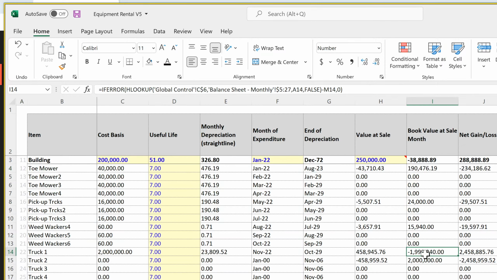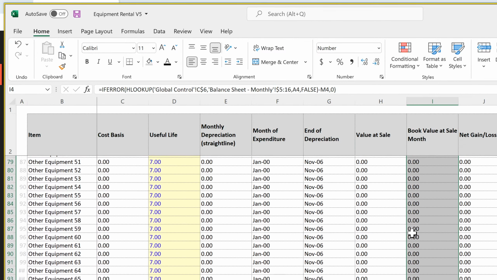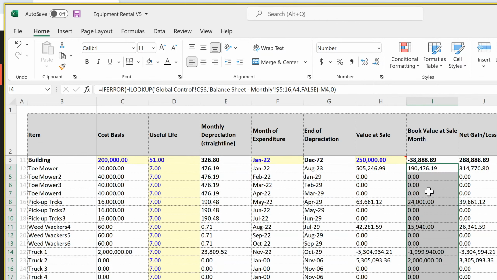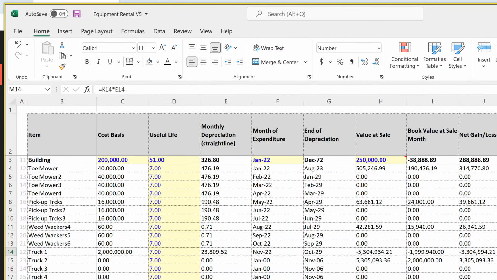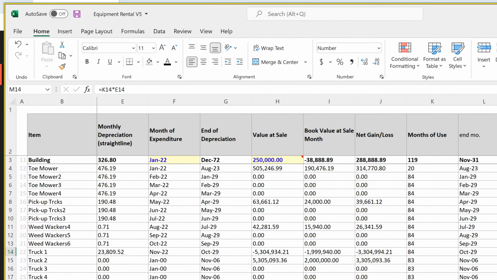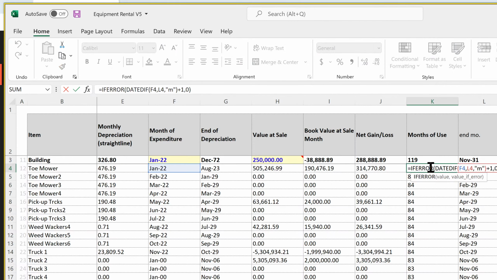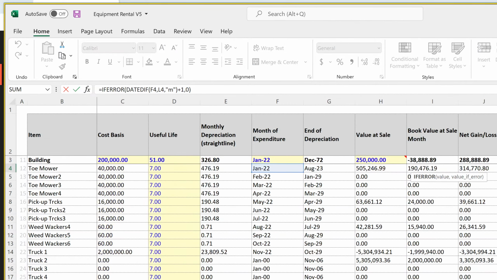Okay, and then drag this down. Five to 26 minus M. What's happening in M? Oh, accumulated depreciation. Months of use. So this could be something, because I remember this, I knew this was going to be something that we had to figure out on the CapEx.